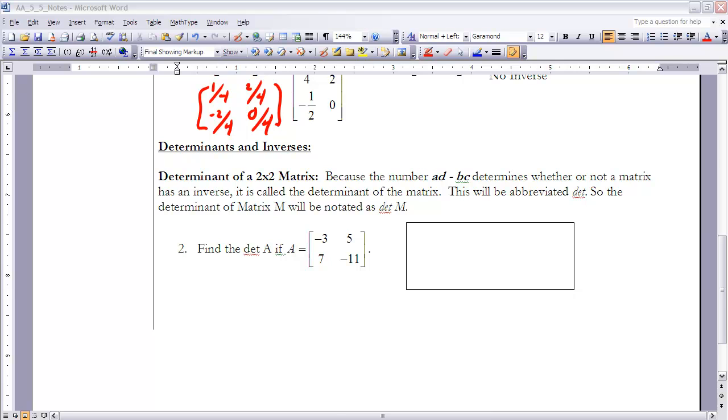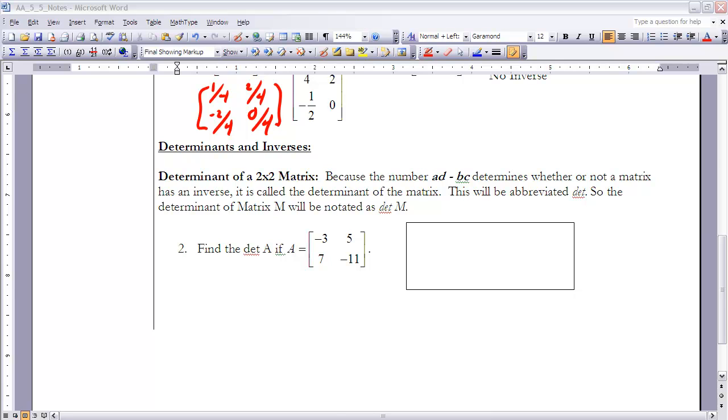Okay, the last idea I'd like to take a look at is the idea of determinants and inverses. If you think about our 2x2 matrices, we said that AD minus BC must be any number other than 0, so it cannot be equal to 0. If it is equal to 0, we know that there is no inverse. So because of that, we're going to assign that number an actual name. We're going to call it the determinant of that matrix because it determines whether or not we have an inverse.